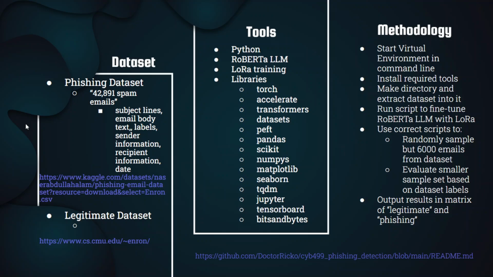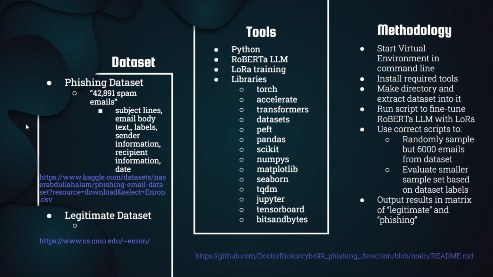Our methodology, as outlined in Richard's GitHub README file, involves fine-tuning a RoBERTa LLM with LoRA. This includes using a virtual environment, installing all the required libraries listed on screen, extracting the dataset into a new folder, then using the scripts to randomly sample the datasets and correctly label them as legitimate or phishing, and fine-tuning RoBERTa and LoRA with that dataset.